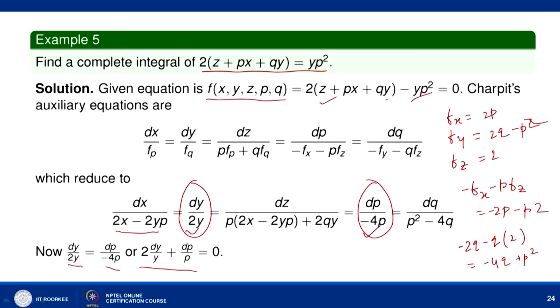Now here one thing you may note, that here I am choosing this, and it may happen that somebody else chooses some other two, right?